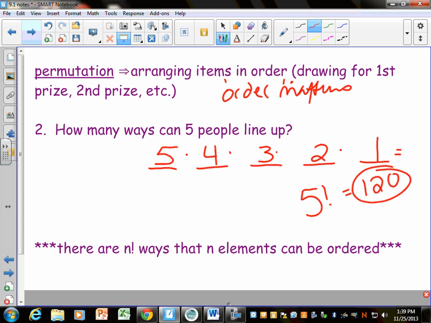So we can say that there will always be n factorial ways that n elements can be ordered. That always works. How many ways can I put 10 books on a bookshelf? How many ways can I pick 7 classes? It's always factorial if you're using all of them.